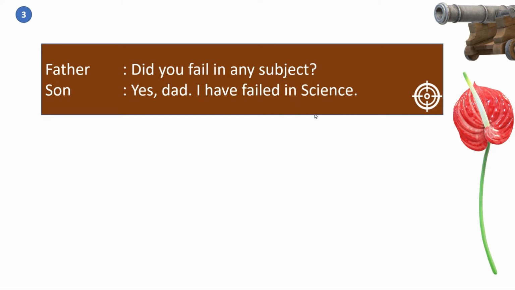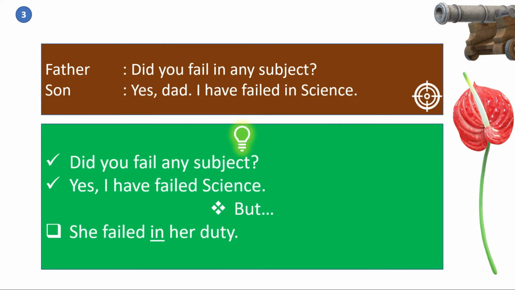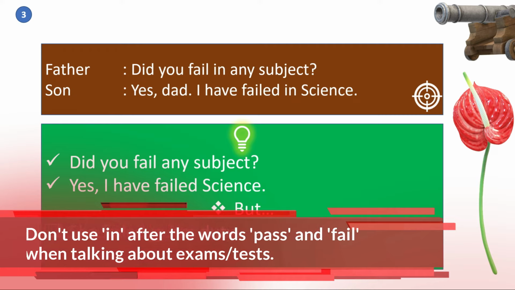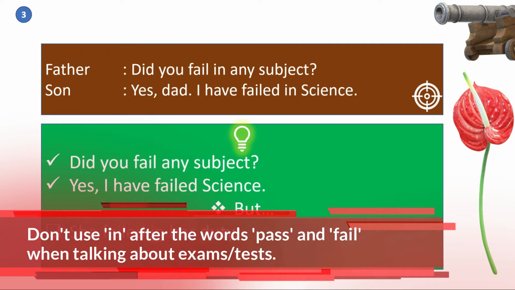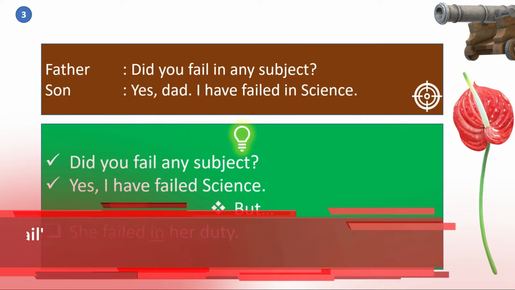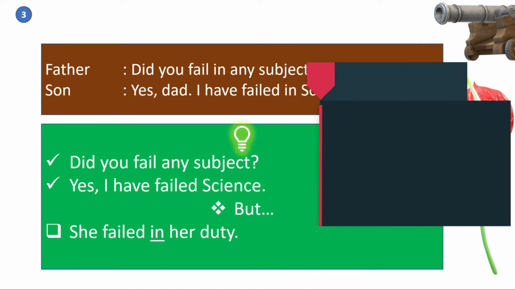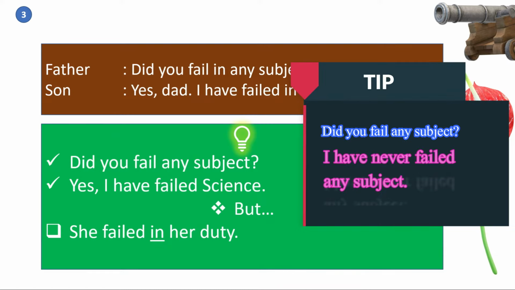What's wrong with this? This sounds very common, very correct too. But let's see what's wrong. We should actually say, "Did you fail any subject?" And the son here should say, "Yes, I have failed science." So what have you noticed here? I think you have noticed that the preposition in is missing here. This is correct. When we talk about exams, a particular name of the subject in the examination, we should not use in after them. Like, you have to say, "Did you fail any subject?" Or you can say, "I have never failed any subject."